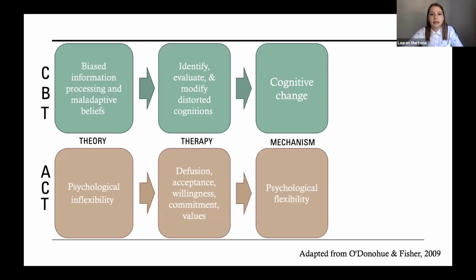Then CBT has proposed mechanisms that are about actual cognitive change. For example, you change the form or the frequency of those distressing thoughts. So typically, if you had a negative thought, you'd want to decrease the frequency. ACT, on the other hand, proposes that the real mechanism is not about changing the content or the thought directly. It's more about changing our relationship to those thoughts or emotions.